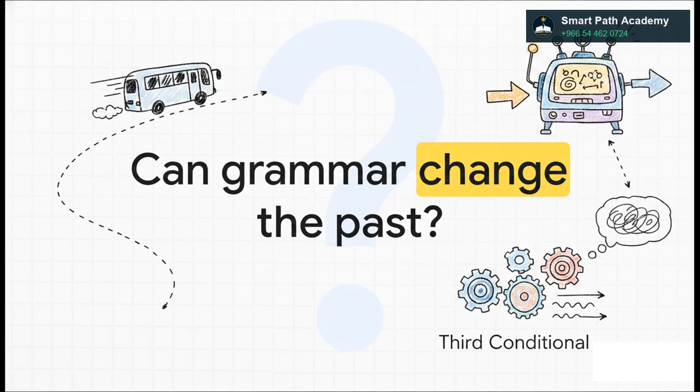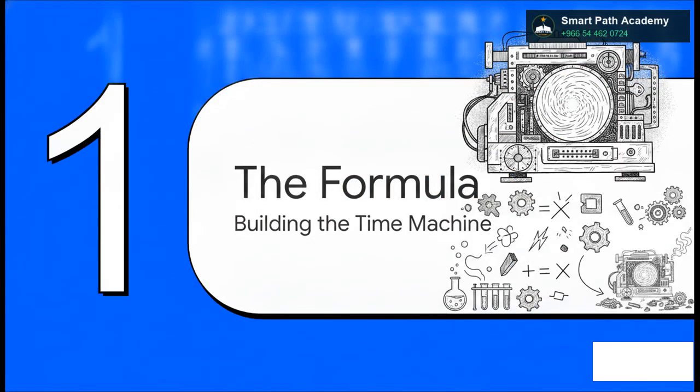So this brings up a pretty fascinating question. Can grammar change the past? Well, in reality, no way. The bus is still gone. But in our minds, language actually gives us this incredible superpower to travel backwards in time and explore what might have happened. Today we're going to learn exactly how to build this mental time machine using a structure we call the third conditional. Section 1. The third conditional formula. Building the time machine.